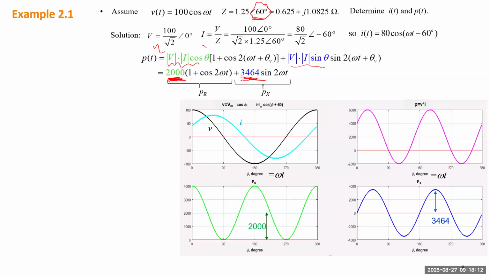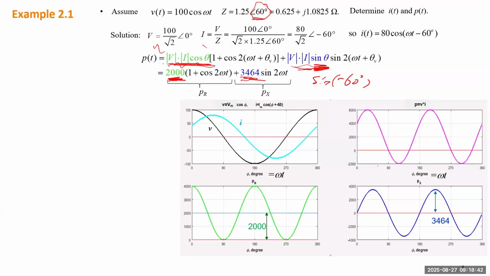If you make theta negative, this formula doesn't change. That's the magnitude of the voltage and current; they will be the same. Cosine theta, if theta becomes negative 60 degrees, will be the same, so it's equal to half. But sine theta will become negative. So this one will become sine of negative 60 degrees.